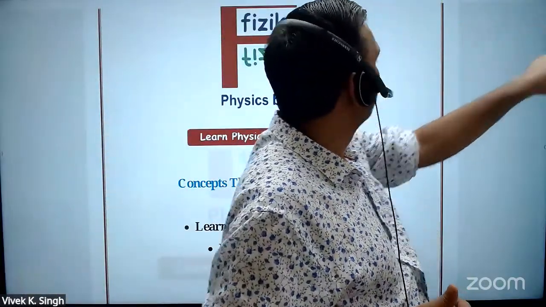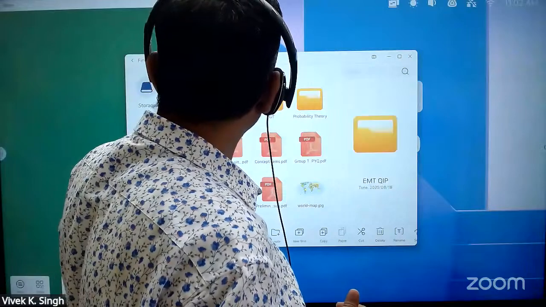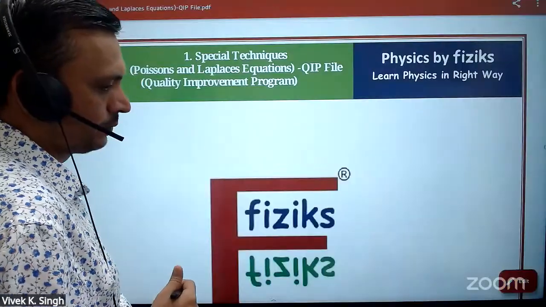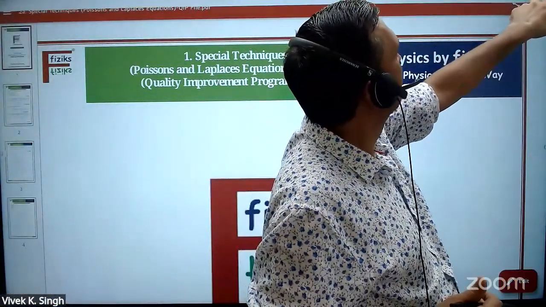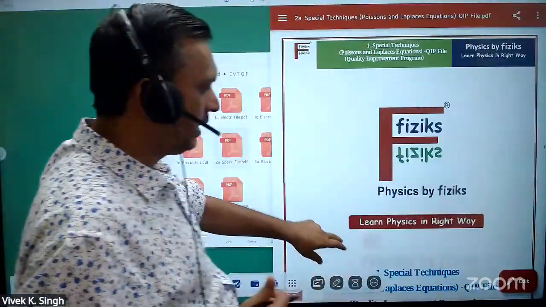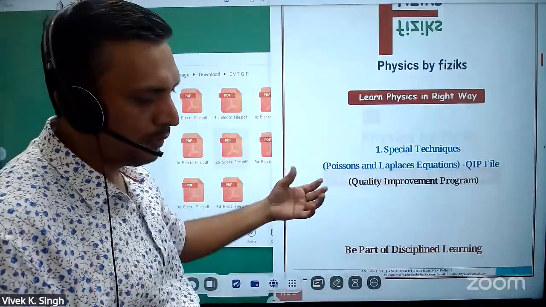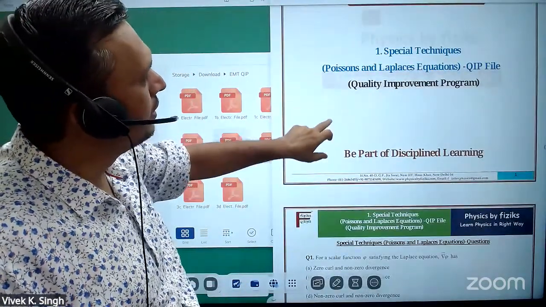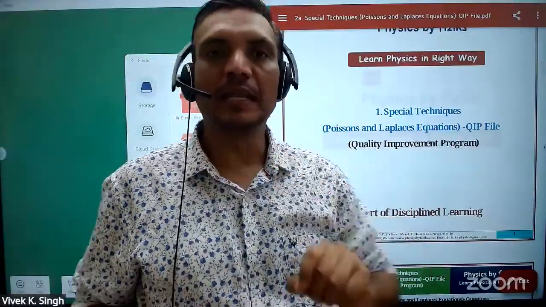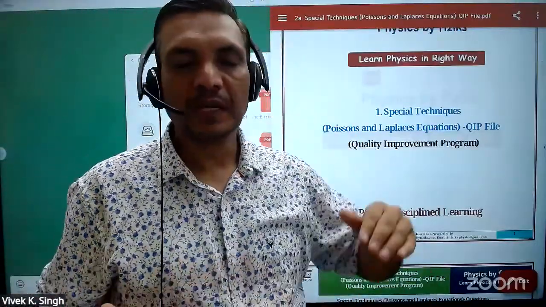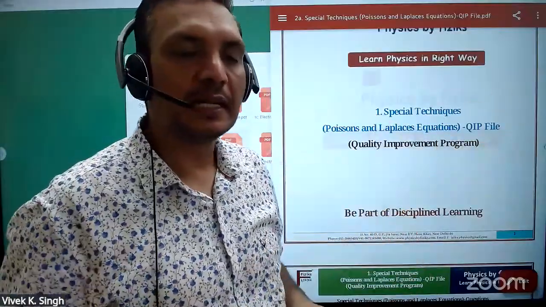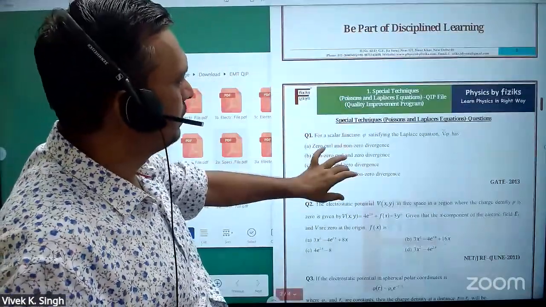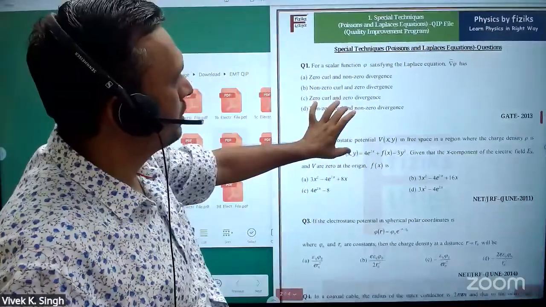So let's see. Again, we are taking questions from our QIP file, and in this we will only take the one-dimensional case of Laplace and Poisson's equation. For the three-dimensional case, we have to use special techniques, so that we will take separately. So let's see the questions.